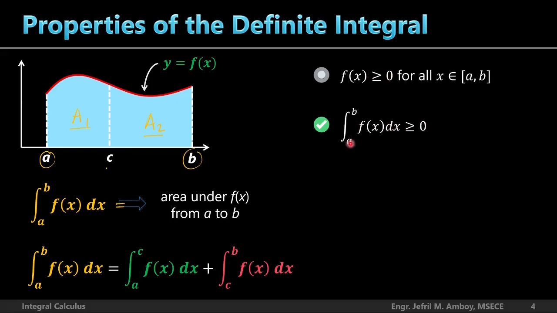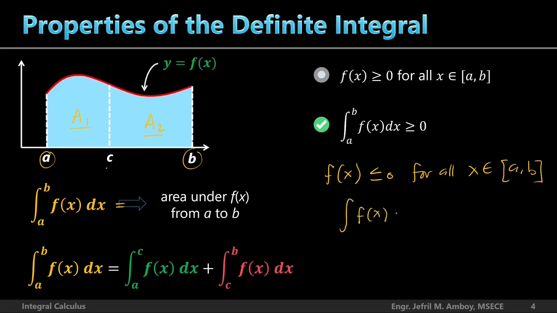Now, what if magkaroon naman tayo ng f of x, tapos yung kanyang graph, halimbawa, lagay natin dito, what if f of x is less than or equal to 0? Okay? For all x in the interval a to b. What will happen? Ang ibig lang sabihin niyan, yung graph ng f of x ay nasa ilalim ng x-axis. So dahil dyan yung area, nasa ilalim din ng x-axis. At ang makukuha nating area, it must be less than 0. So therefore, the definite integral of f of x dx from A to B would be less than or equal to 0.